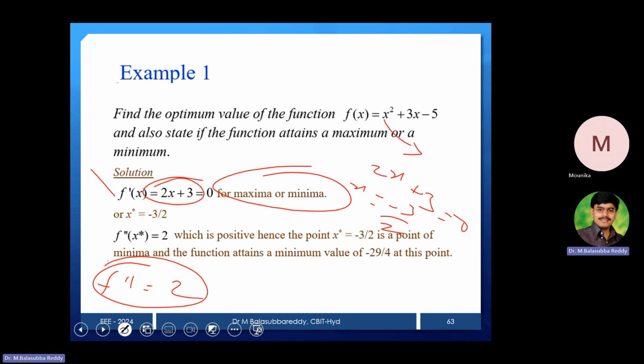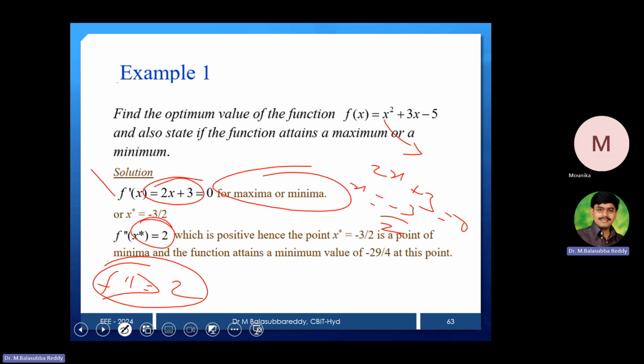Based on that, we can easily identify whether it is a minimum value or a maximum value. So if f double dash is less than 0, it is a maximization, and greater than 0 means it is a minimization. So it is greater than 0. In that case we can write that this is a minimization problem. That is the x star we already calculated, minus 3 by 2, from the first differential equation case.